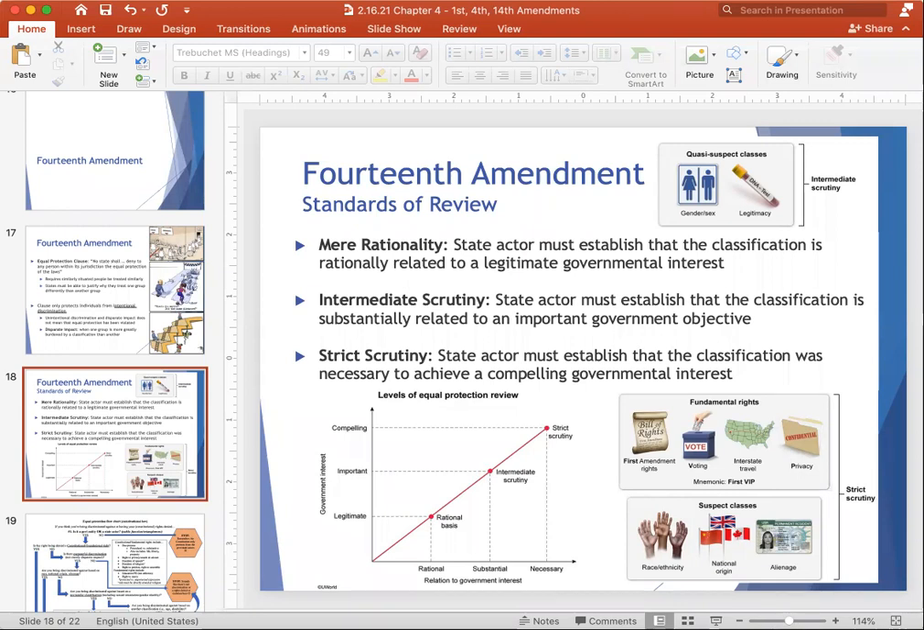For athletics, we'll see engagement in extracurricular activities, eligibility rules like transfer rules will fall under mere rationality, age rules for sports. So those rules have often been challenged under mere rationality. And then intermediate scrutiny, often gender and illegitimacy are the classifications in which intermediate scrutiny would be applied. We'll focus on gender in this case.